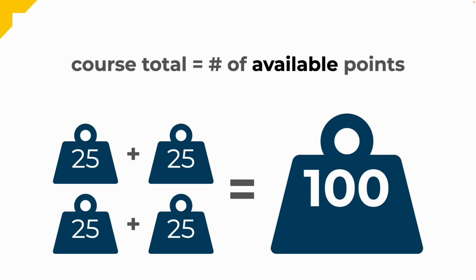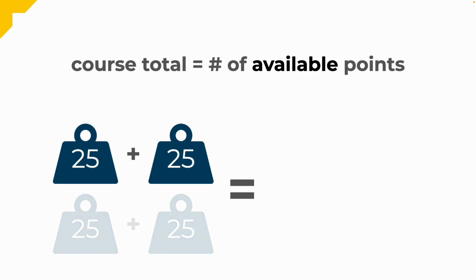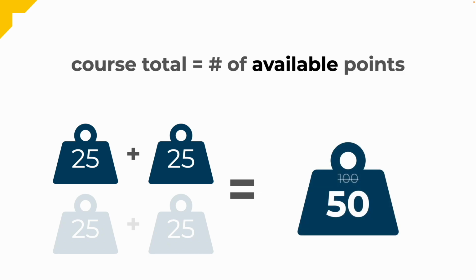And that would be true, but only at the end of the semester when all of those grades have been entered into the gradebook. Under natural, the course total equals the number of available points, which means the course total dynamically changes as you enter in new grades for your students. So if I've only entered in grades for 2 of the 4 assignments in my course that are worth 25 points each, then my course total at that time is not 100, it's actually 50.